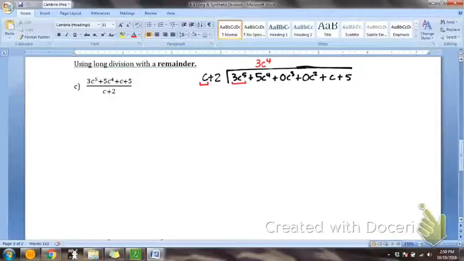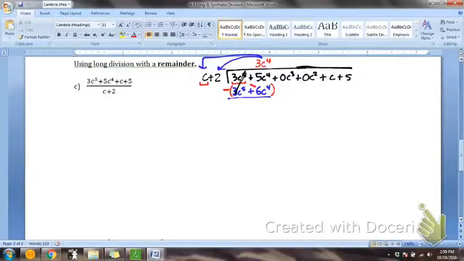Okay, now we're going to do 3c to the 4th times c. 3c to the 4th times 2. 6c to the 4th. Good. Now this time it's a little bit interesting because when I put my subtraction, watch what happens. This one becomes subtraction. And if that was in parentheses, what would the 6 become? A negative, right? So that's new. Usually we've been changing them to positive because they were already negative.